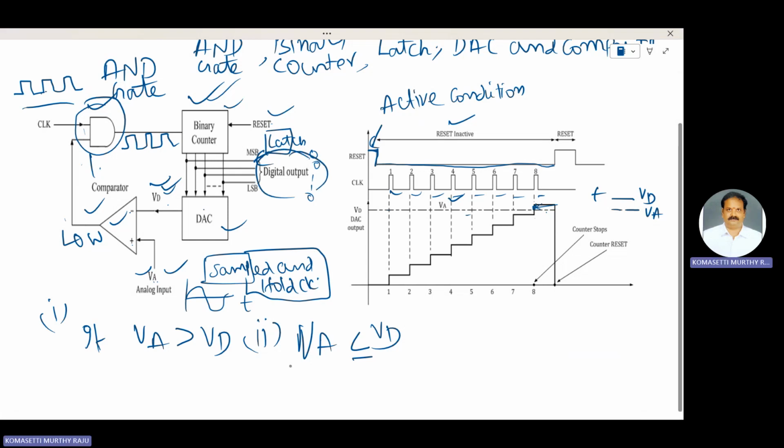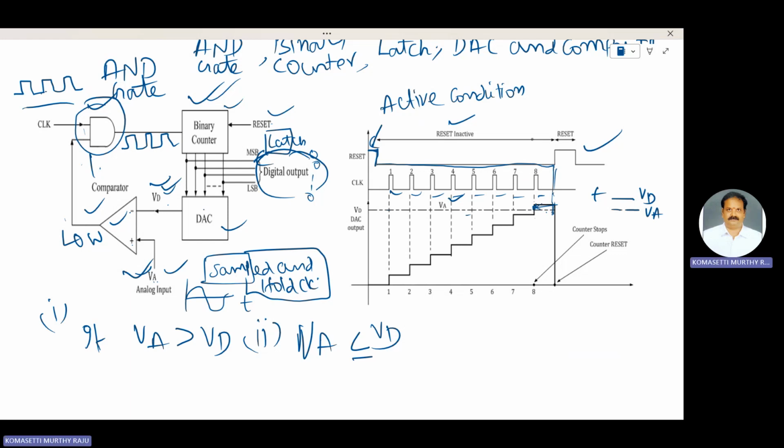represents the analog input voltage VA. For a new value of analog input VA, a second reset pulse is applied. Up to this, the conversion is completed.